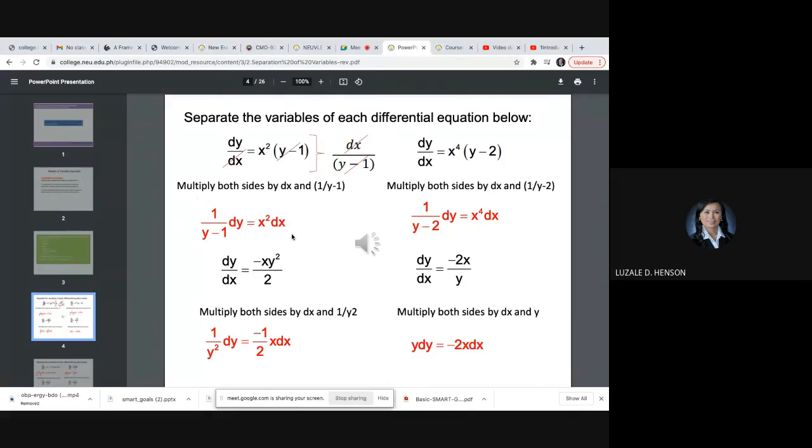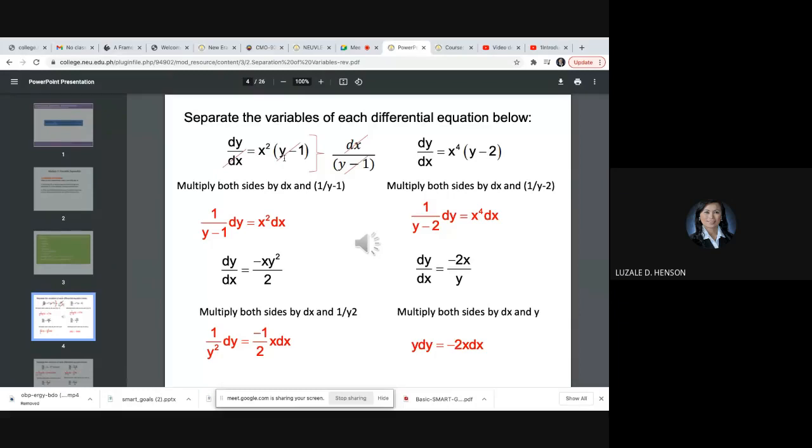So this is the result. Okay? And it is now ready for integration. So, nagse-separate lang muna tayo ng variables, class. Just a practice, no? Kaya, to separate this, the variables here, this is the answer. And for this given separation of variable exercise, again, you remove the dx dito. So, you multiply both sides by dx and y minus 2.